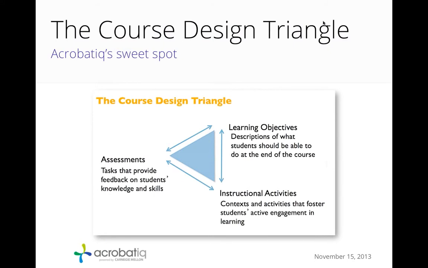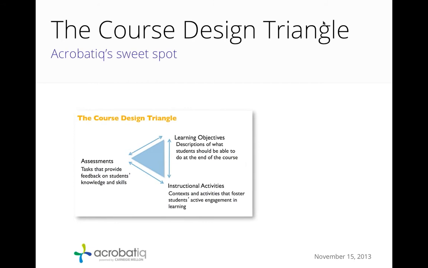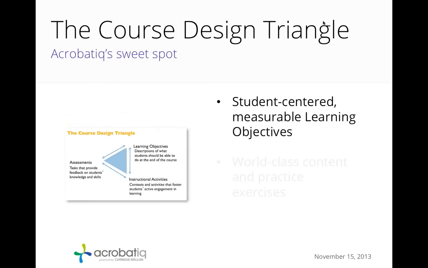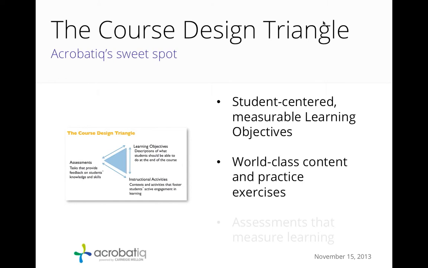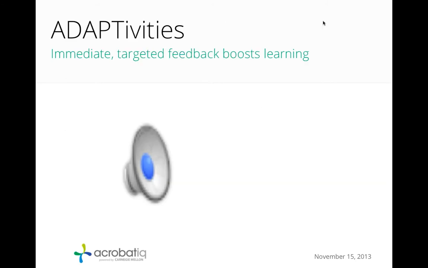We start based on this foundation, the course design triangle, where we start with student-centered measurable learning objectives. And the courses are built around these learning objectives. Each one of them is designed to be measurable through the demonstration of knowledge or skills that the student has obtained, and the demonstration comes through the practice exercises and ultimately the graded exercises. We incorporate world-class content and practice exercises, and the triangle is finished off with the assessments that I mentioned.